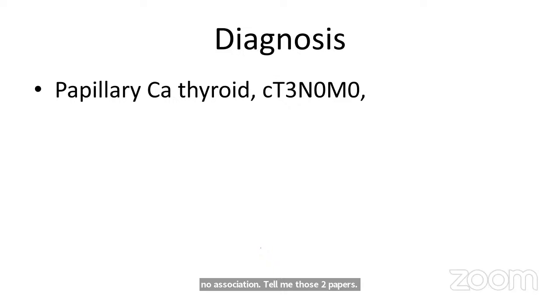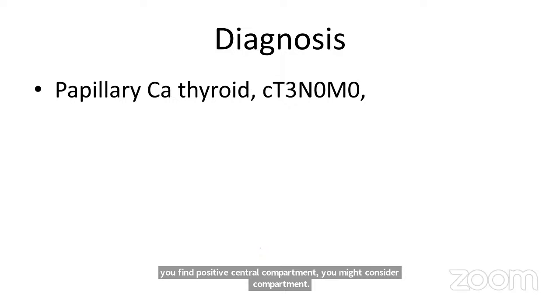Okay, we don't have time. So in this patient, you do a total thyroidectomy, central compartment exploration, bar dissection of the central compartment. If you find positive nodes in central compartment, you might consider lateral compartment neck dissection. The evidence for that is very flimsy, so all that is fine.